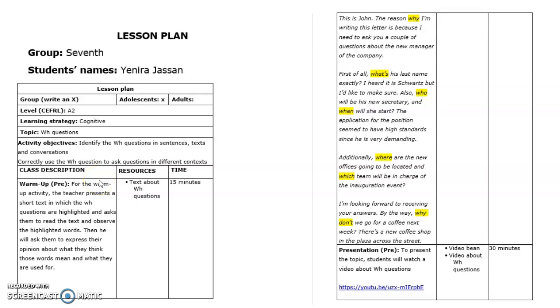Okay, regarding the class description, first, warm-up. In this part, for the warm-up activity, the teacher presents a short text in which the WH questions are highlighted and asks them to read the text and observe the highlighted words. Then he will ask them to express their opinion about what they think those words mean and what they are used for.